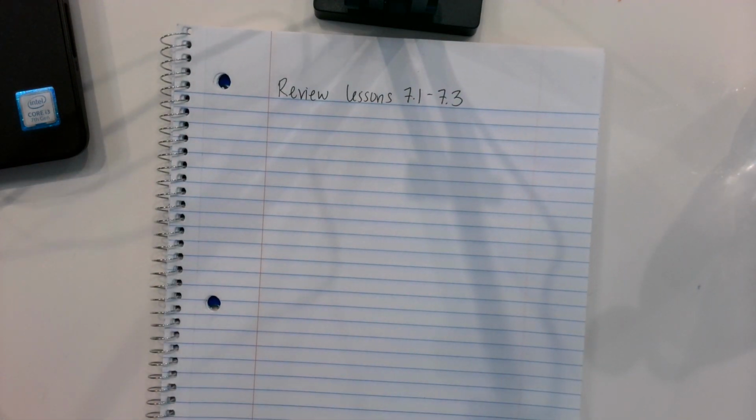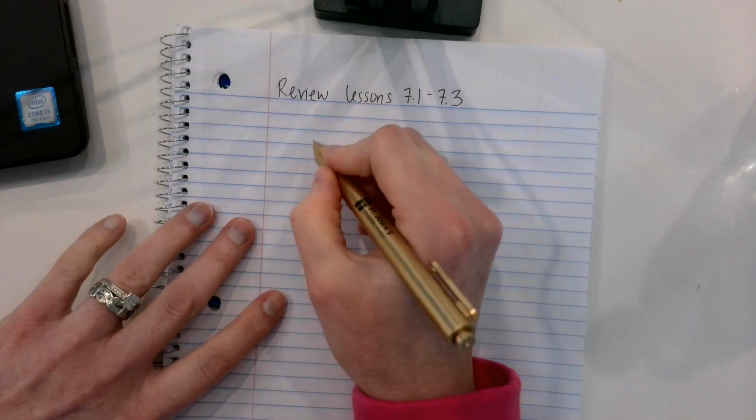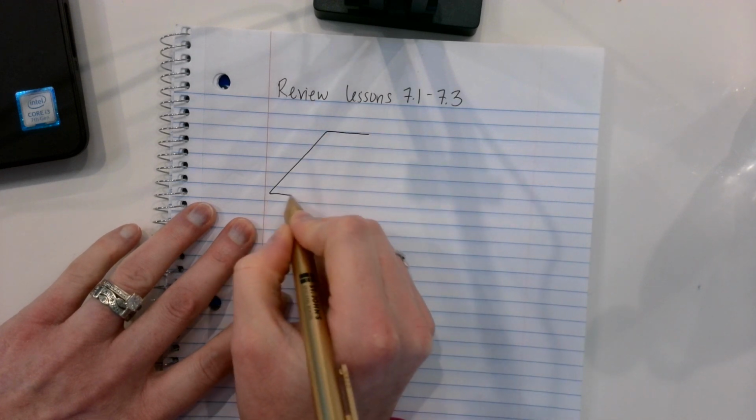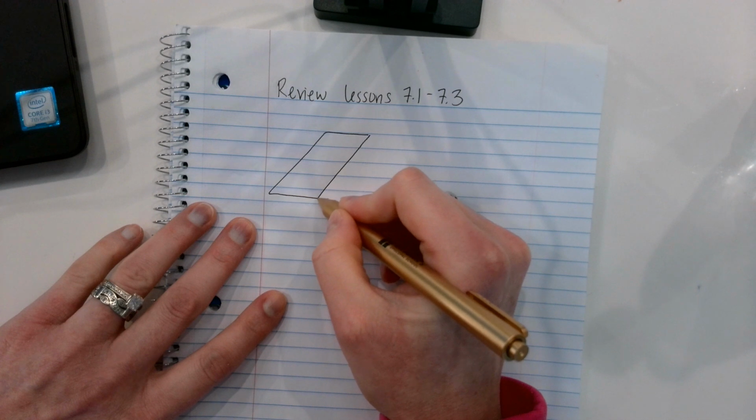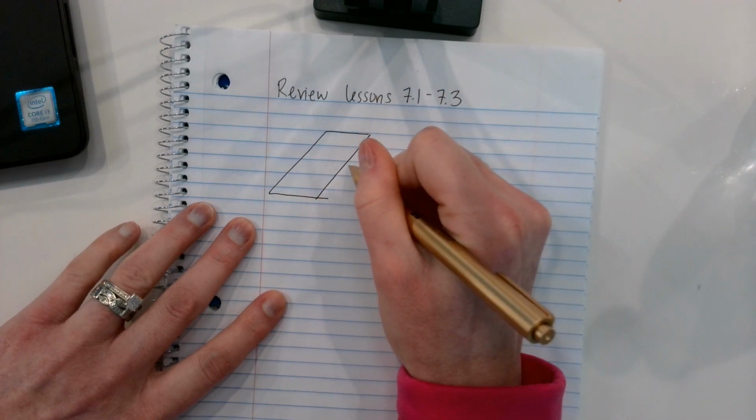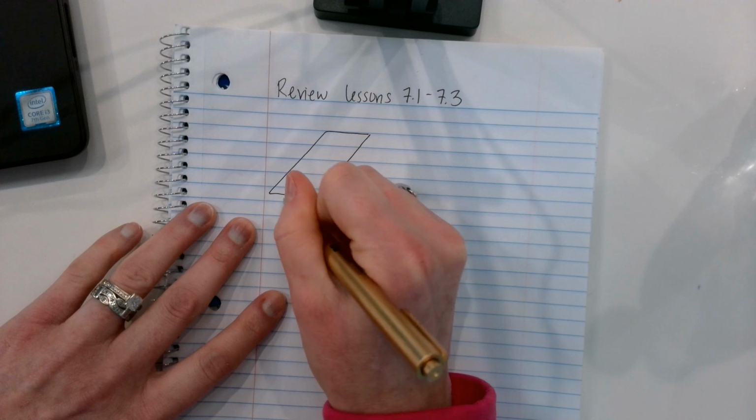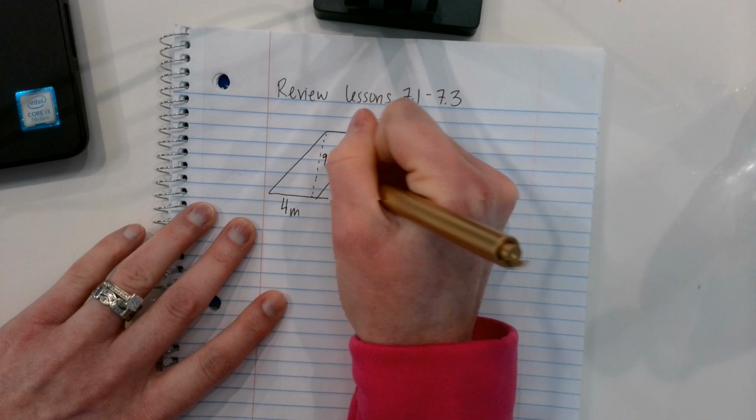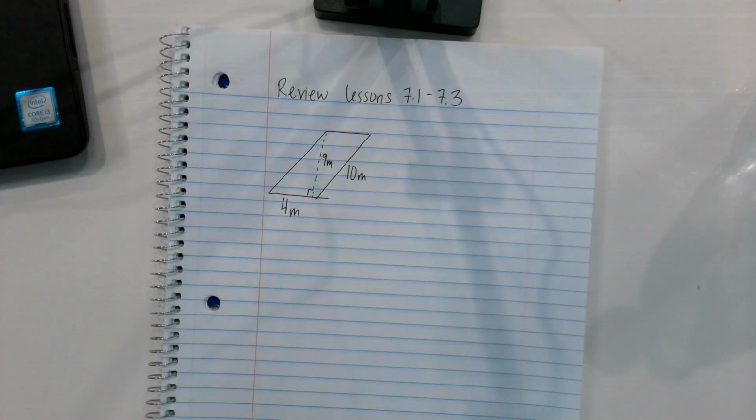All right, so reviewing for the quiz, we are first going to review finding the area of a parallelogram. If I give you a parallelogram like this, say that this is 10 meters, 4 meters, 9 meters. All right, let's find the area.